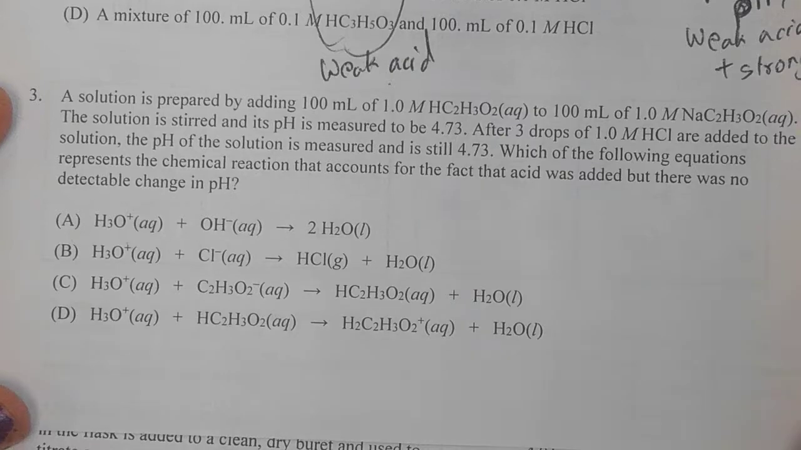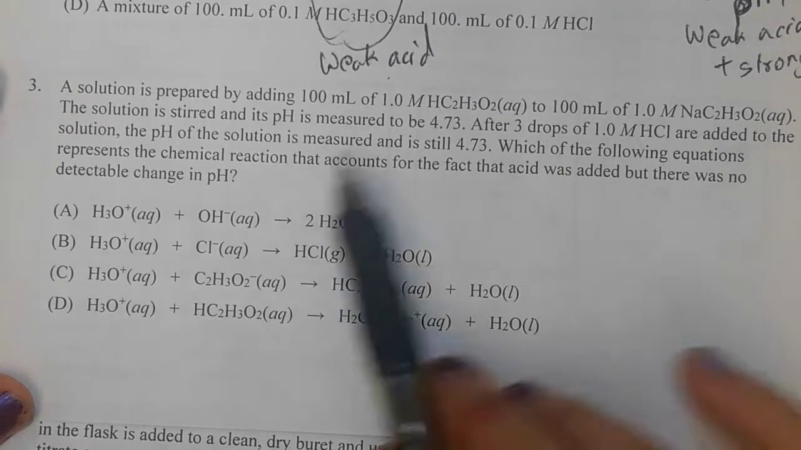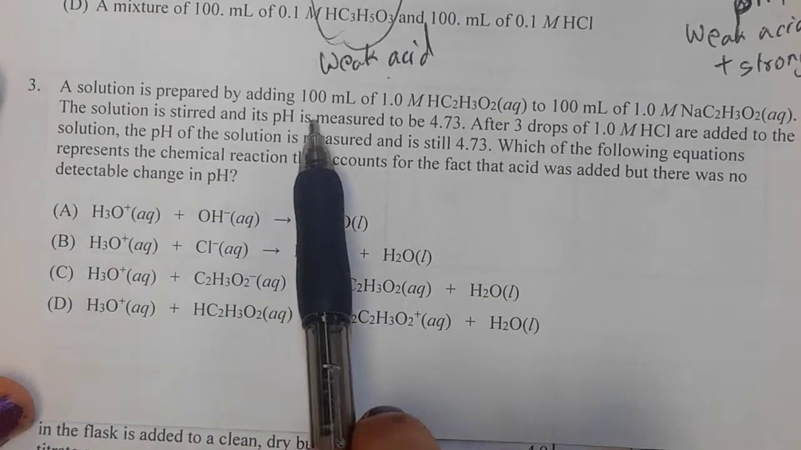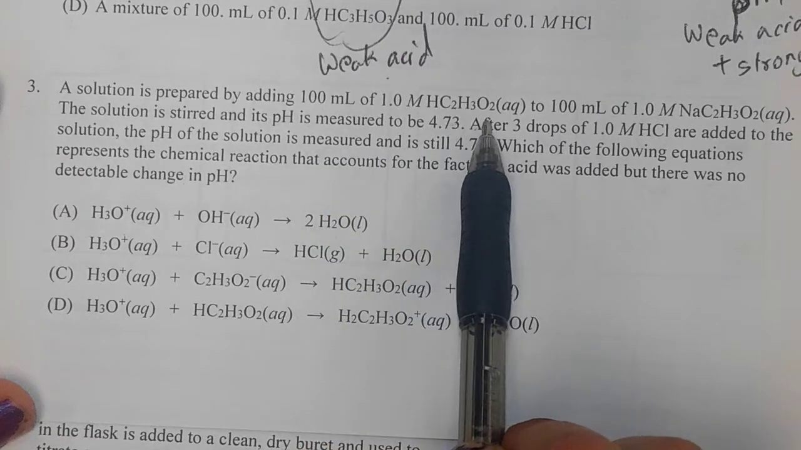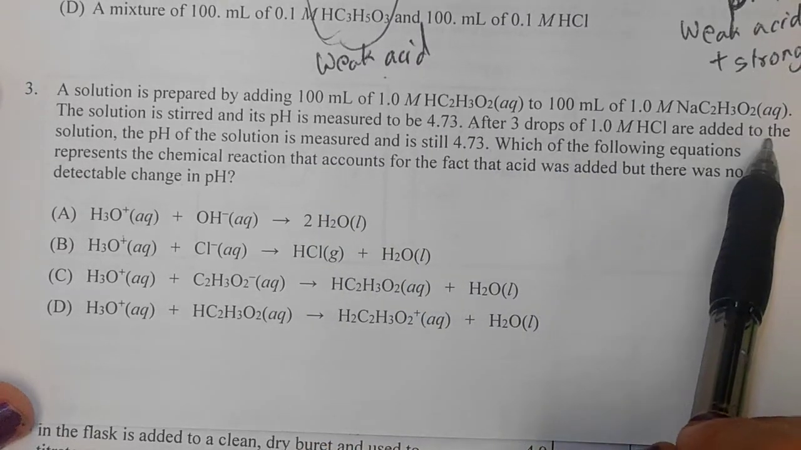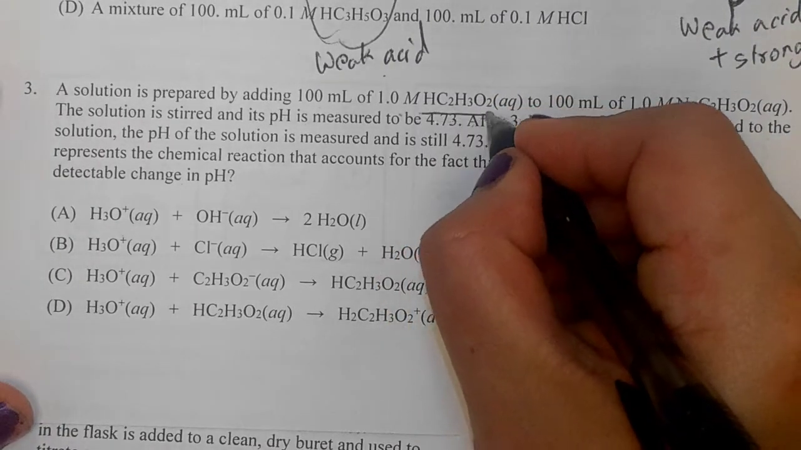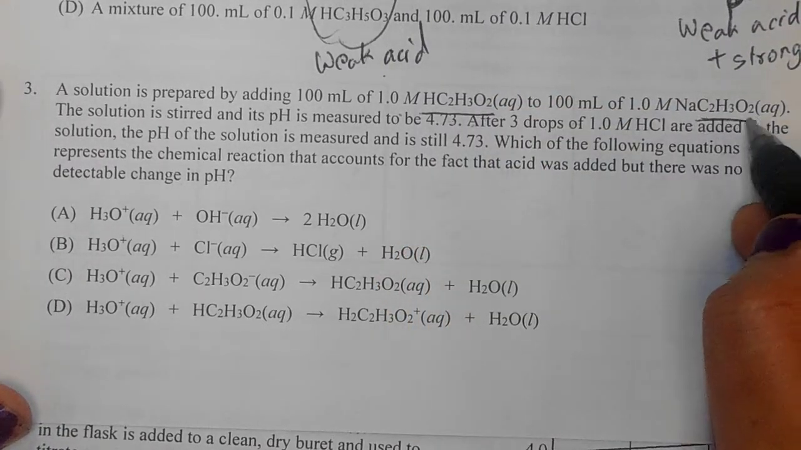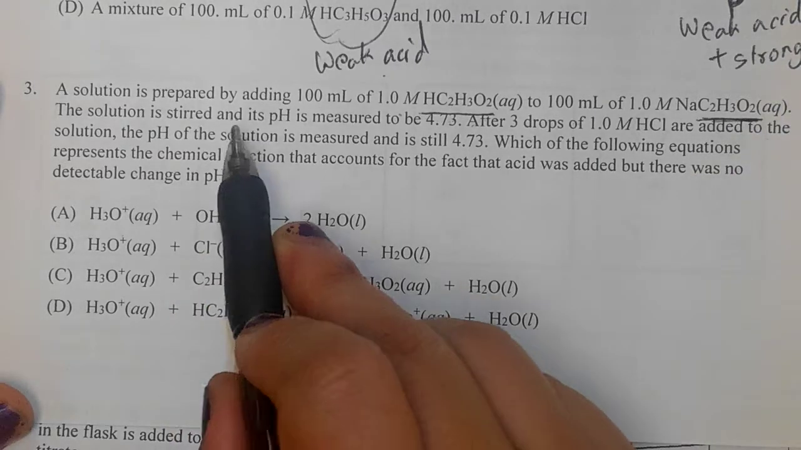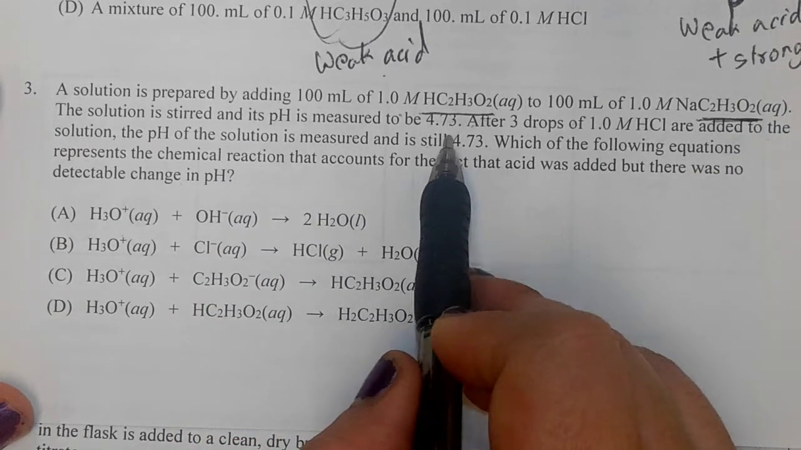Okay, let's take a look. So I have this equation. You have 100 milliliters of this solution and 100 milliliters of this solution, okay? By the way, make sure you notice that's the acid. That's going to make the conjugate base, because Na doesn't matter. Stir, and the pH is measured to be this.